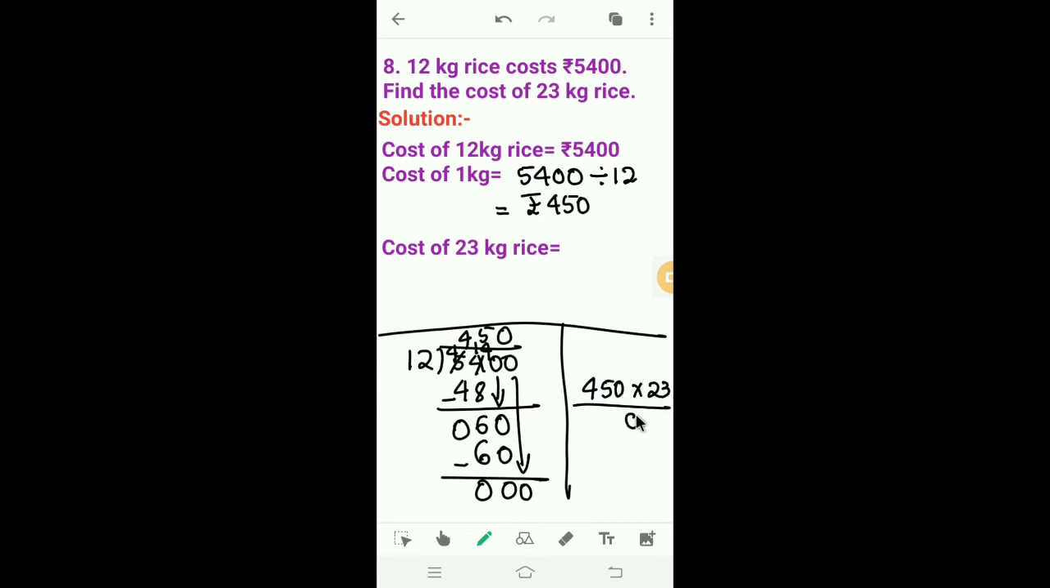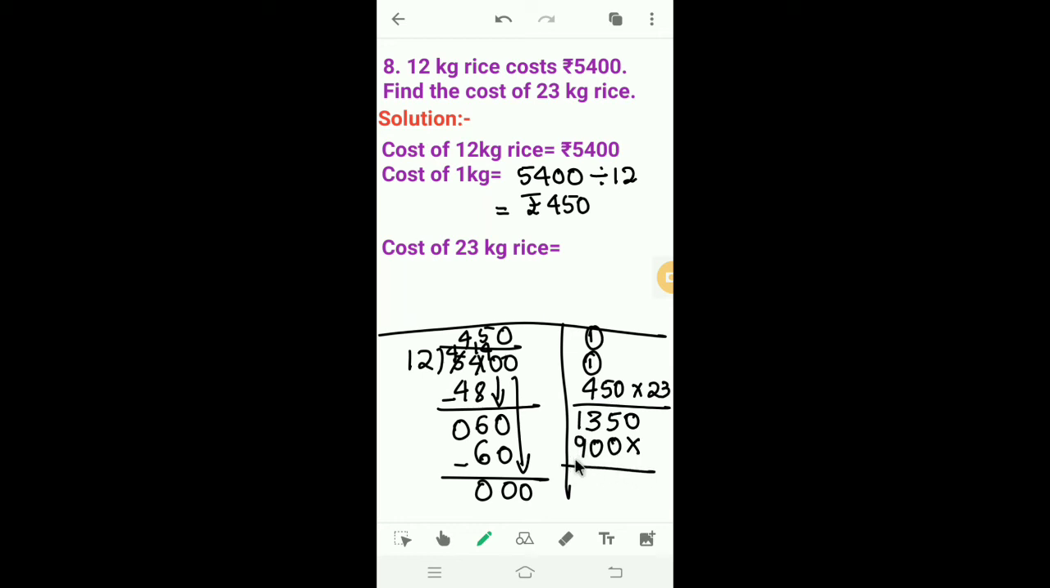3 into 0 is 0. 3 5s are 15. So I will write 5 here and 1 carry. 3 4s are 12. 12 plus 1 is 13. Next I will put multiplication sign in 1's place. Next we have to multiply 450 by 2. 2 into 0 is 0. 2 5s are 10. So I will write 0 here and 1 carry. 2 4s are 8. 8 plus 1 is 9.